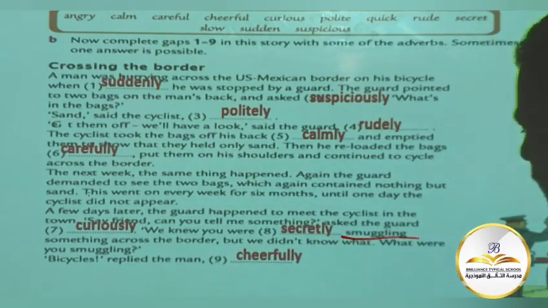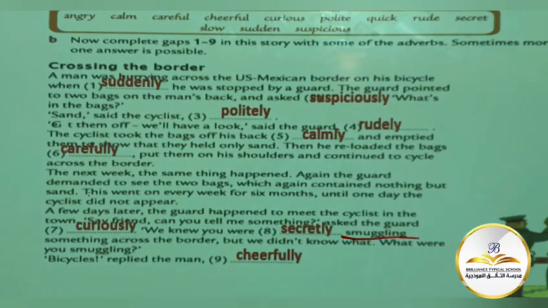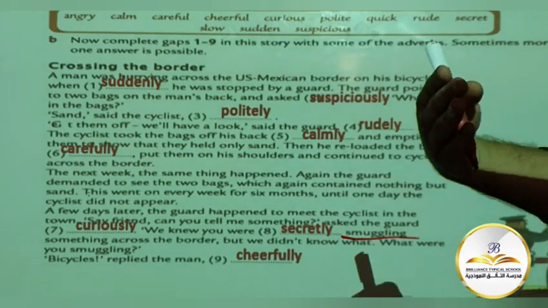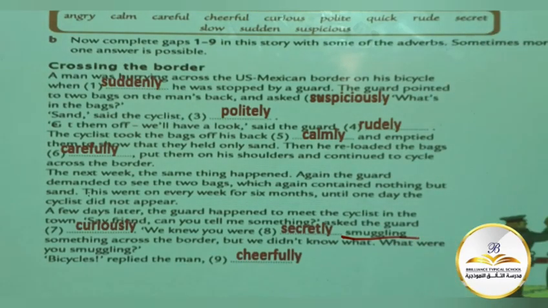What is the meaning of smuggling? Smuggling means to take something into another place, into another country, something valuable like maybe bicycles, maybe gold, maybe something else, take it to another country illegally.